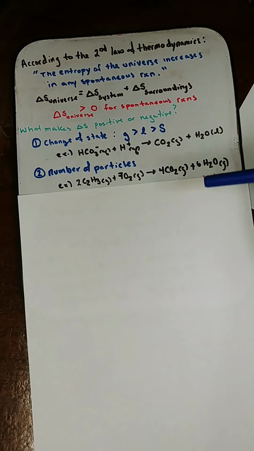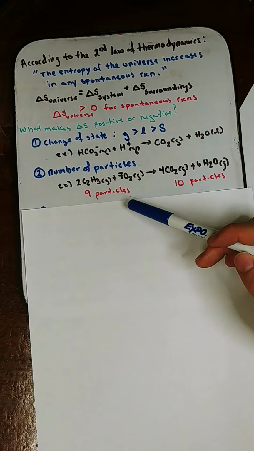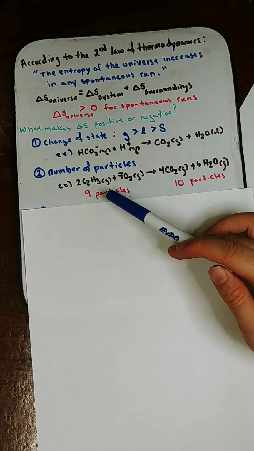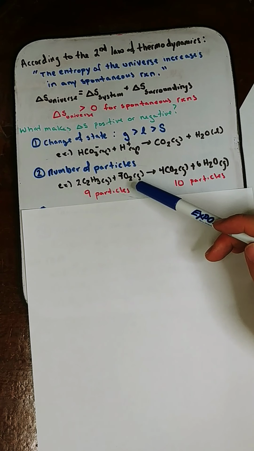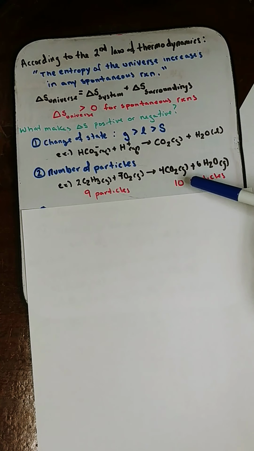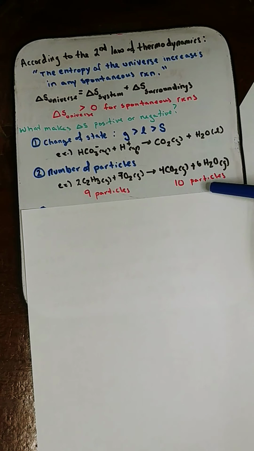So for example, in this reaction, where I have two C2H6 in the gas phase, that is ethane, reacting with 7 molecules of O2 in the gas phase to produce 4 molecules of carbon dioxide and 6 molecules of water, both of them in the gas phase. If I look at this reaction, I have 2 plus 7, I have 9 particles in the gas phase on the reactant side. On the product side, I have 4 plus 6, I have 10 particles on the product side, all in the gas phase.